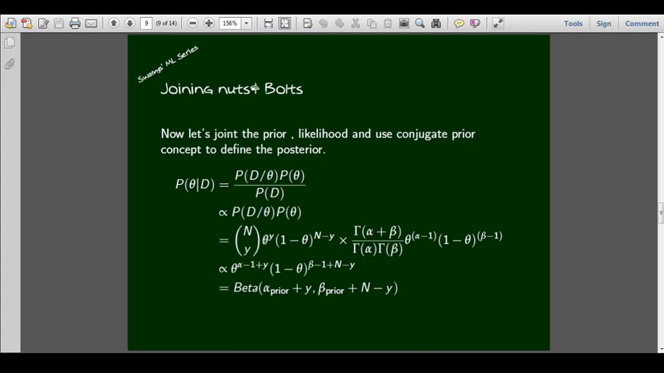P of D given theta, the likelihood function, is our binomial distribution: nCy, theta raised to y into 1 minus theta raised to n minus y, into the beta prior, gamma of alpha plus beta by gamma of alpha into gamma of beta into theta raised to alpha minus 1 into 1 minus theta raised to beta minus 1. Then here we have theta raised to y and another theta expression, which we can combine using the law of exponents: a raised to m into a raised to n is equal to a raised to m plus n.